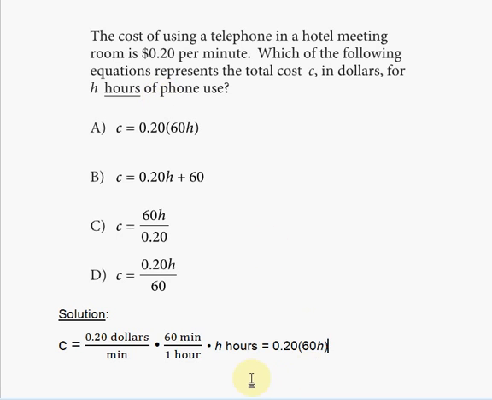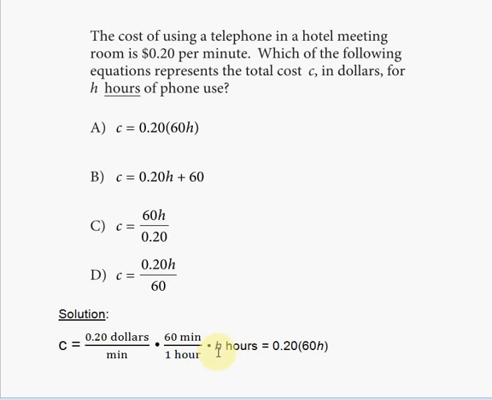So after you perform the correct cancellations here, you cancel out the hours and you cancel out the minutes, you just work with the numbers. That's all you work with. So you're going to have 0.2 times 60. Well, the h is still there, but the hours cancel out here and the minutes cancel out, so you wind up with really the total cost.